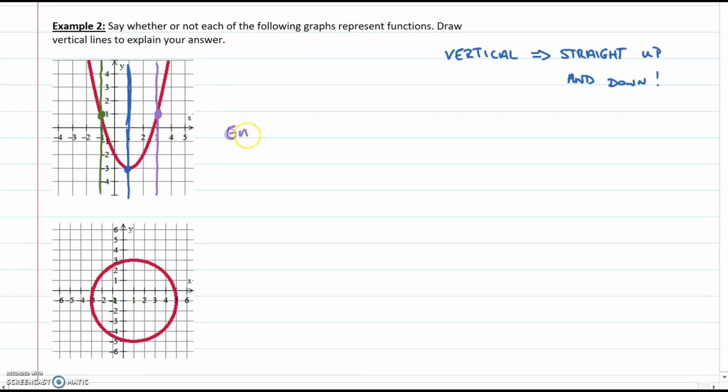So each vertical line hits the graph once only, and that's proof that the graph belongs to a function.